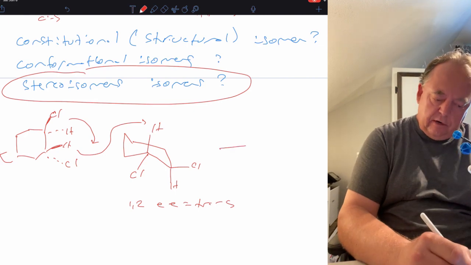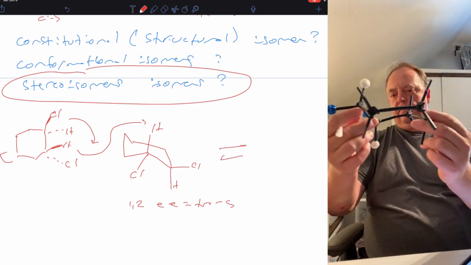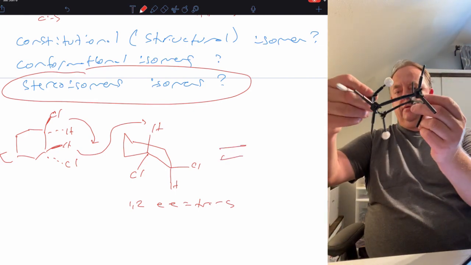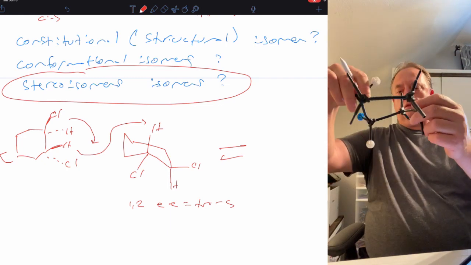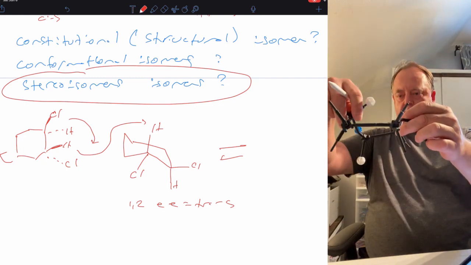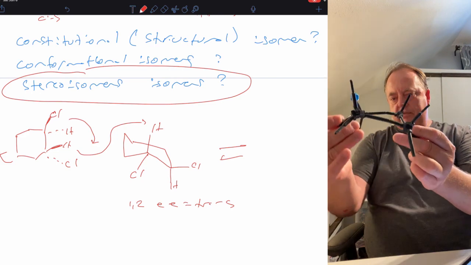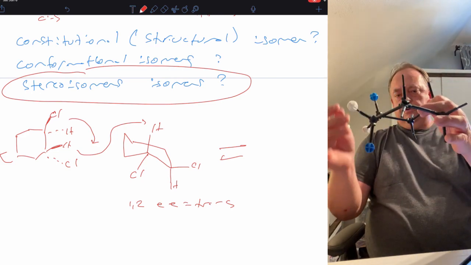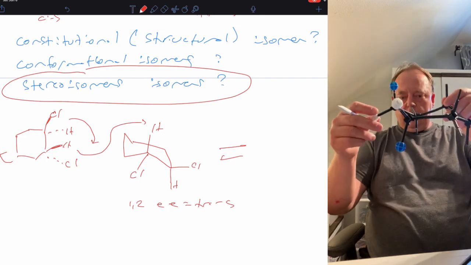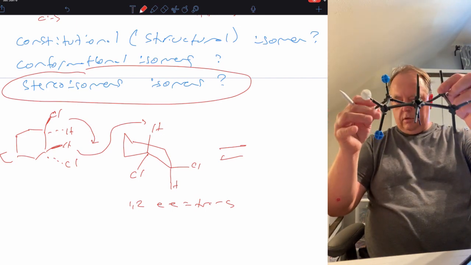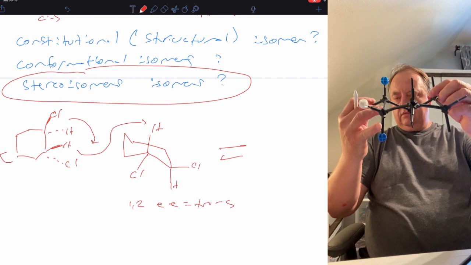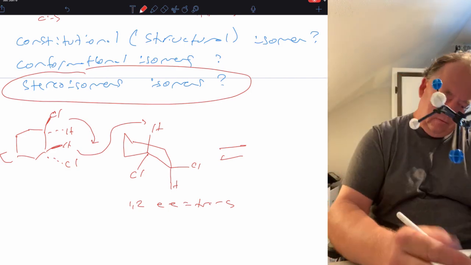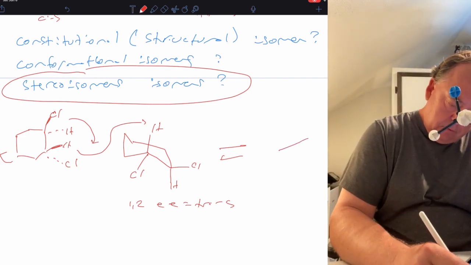And then if we do a chair flip, so I need to flip this up, that's my chair. So I need to flip this down and that carbon up. And then if we do that chair, you can see now both of the blue atoms are vertical. So now they're both axial.